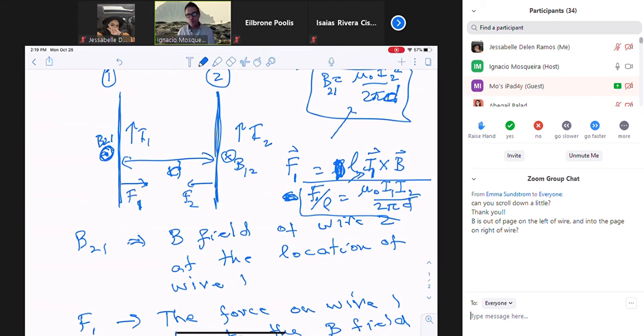Newton's third law tells you that it's action-reaction. So if one is exerting force on the other, the force has to be the same magnitude but opposite direction. So they have the same value. F2 equals F1, and is equal to mu0 I1 I2 over 2 pi d. Okay? Hopefully that makes sense.